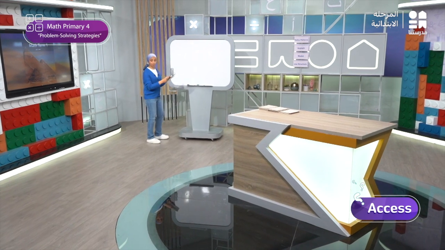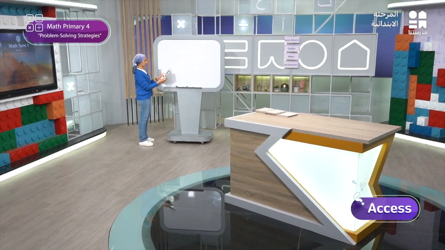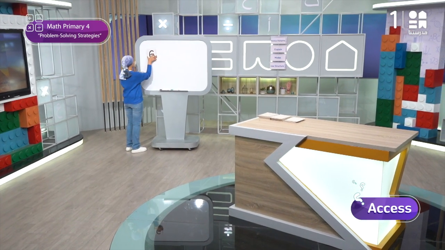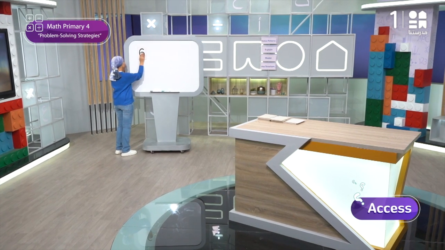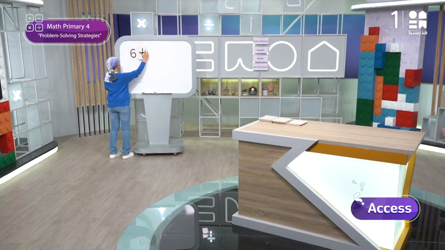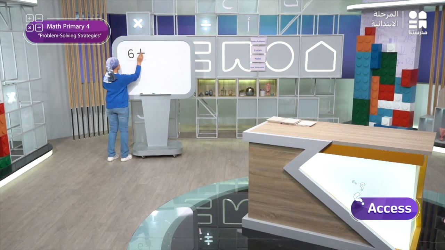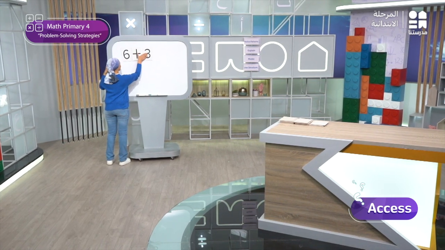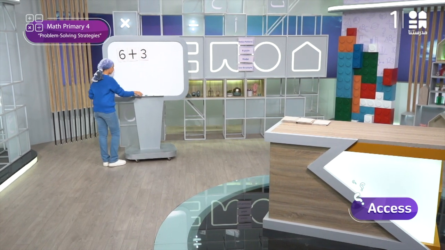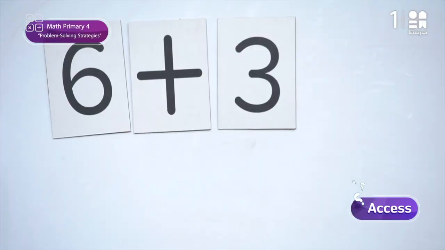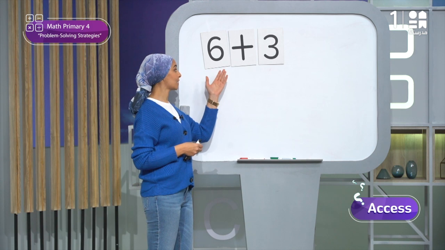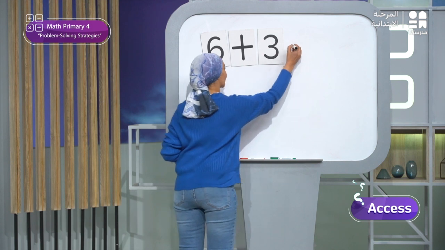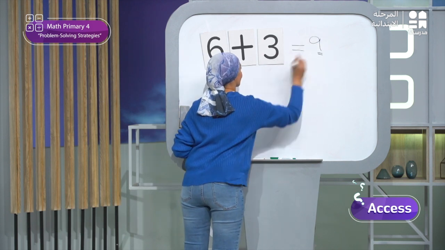Let's write the problem on the board. Here, I have 6 and 3, and my symbol is plus. Let's write it. First, I will put the biggest number, which is 6. Then I will put my symbol, which is plus, and I will put the second number, which is 3. So, my problem is 6 plus 3. I will make addition. I will add these two numbers. So, yes, it's very easy. 6 plus 3 equals what? Of course, 6 plus 3 equals 9. So, I will write the answer here.